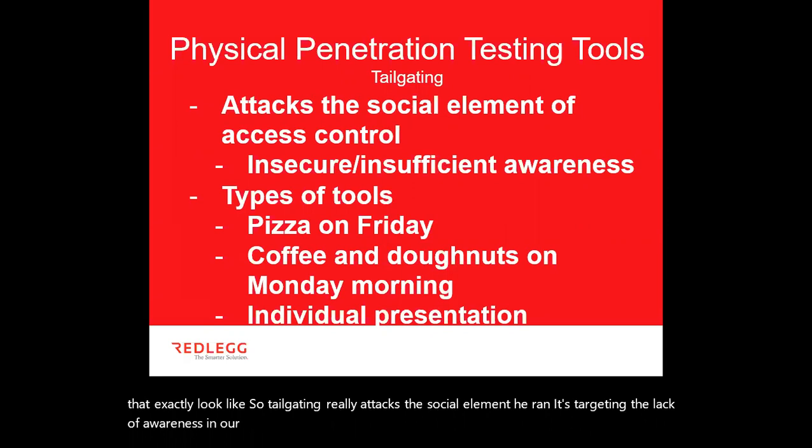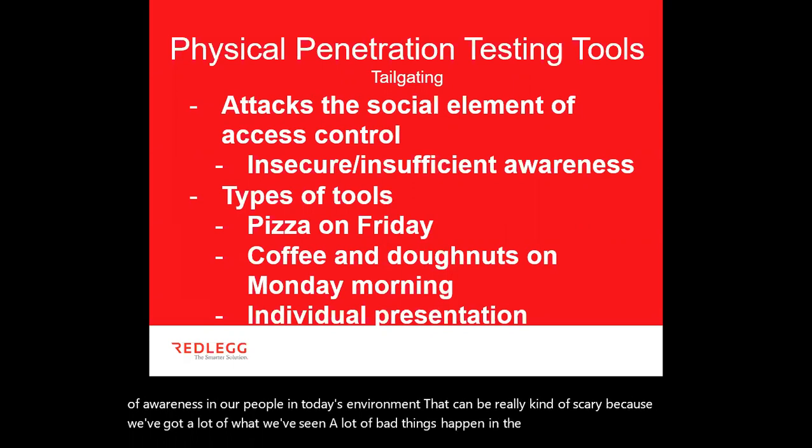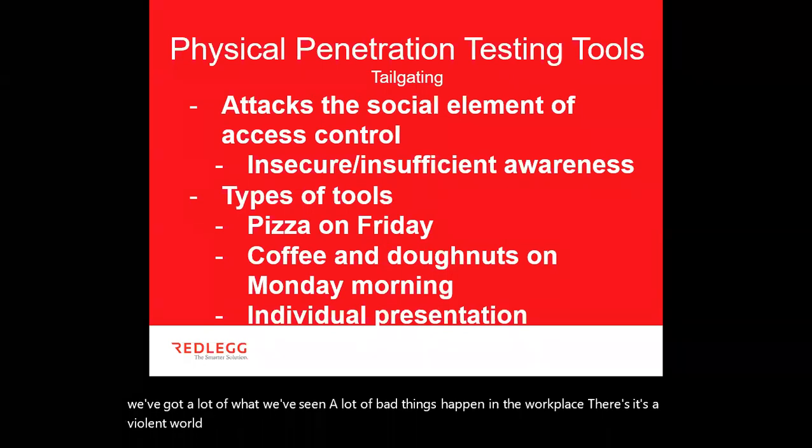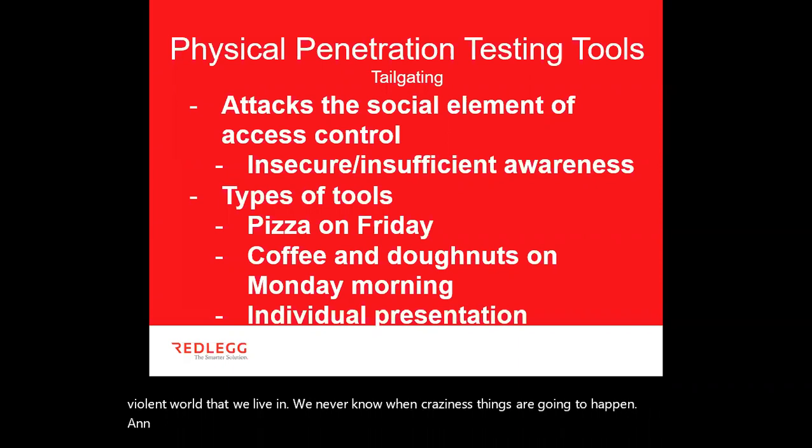And in today's environment, that can be really kind of scary because we've seen a lot of bad things happen in the workplace. You know, it's a violent world that we live in. We never know when crazy things are going to happen. And tailgating is one of the biggest methods that I personally use in physical pen testing. A quick story here about my tailgating efforts.